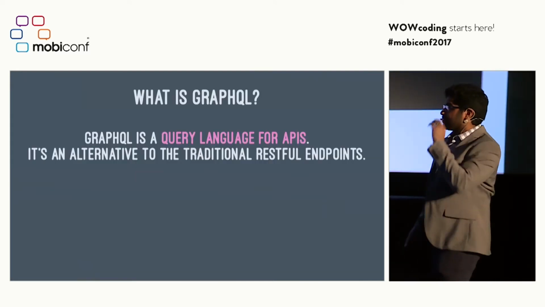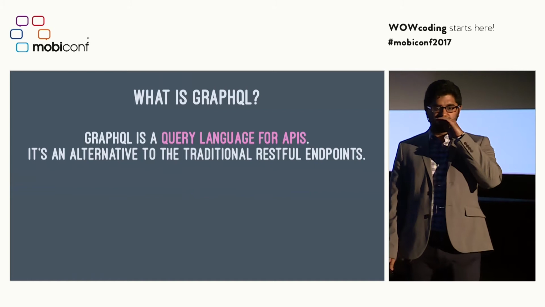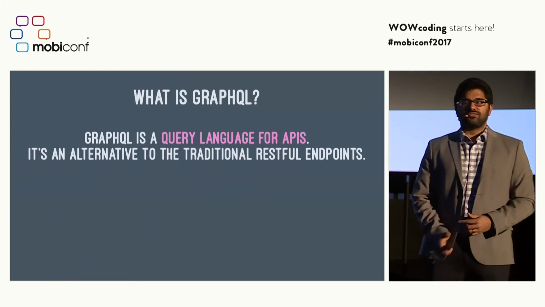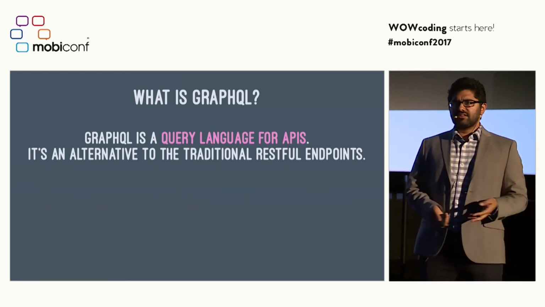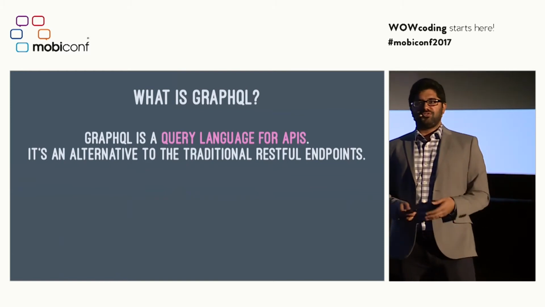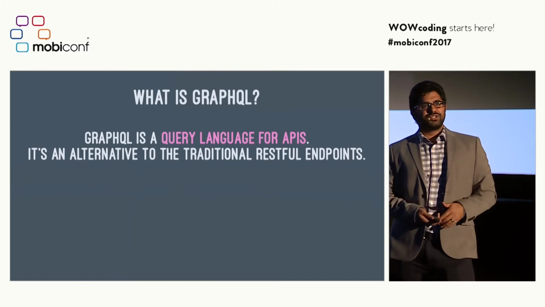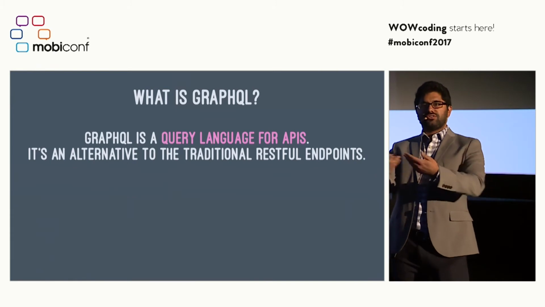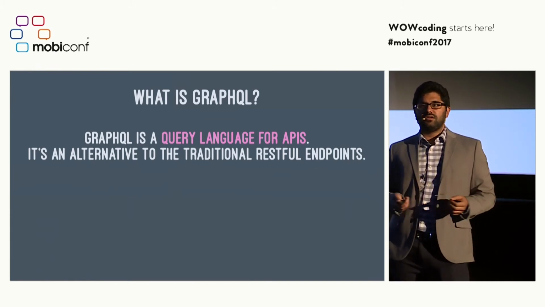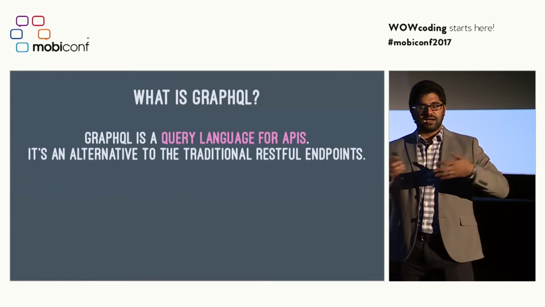But if you're not familiar, GraphQL is a query language for APIs. It's an alternative to RESTful endpoints, which means that instead of having different API endpoints where you query for different sets of data, you have a single endpoint that you request all your data from. And that one endpoint knows how to fetch all that data from your backend.